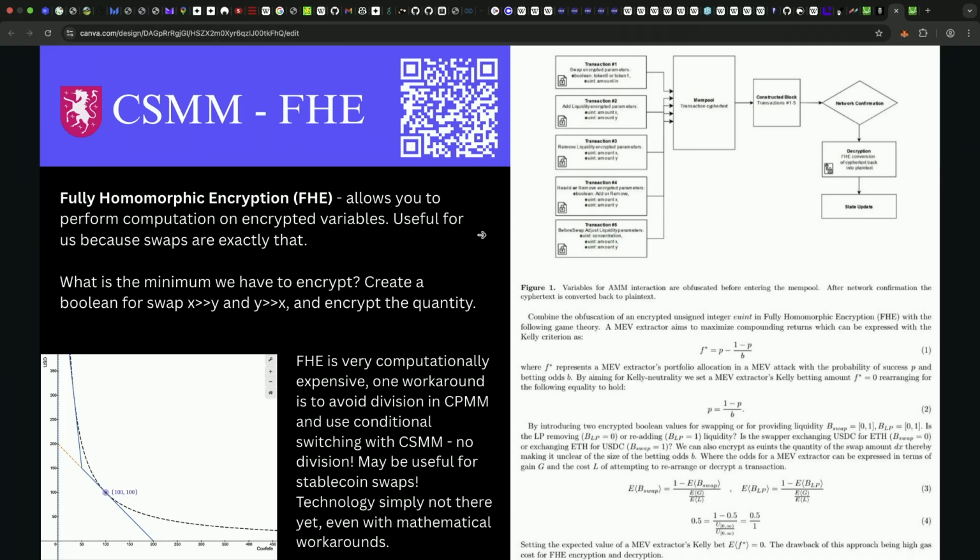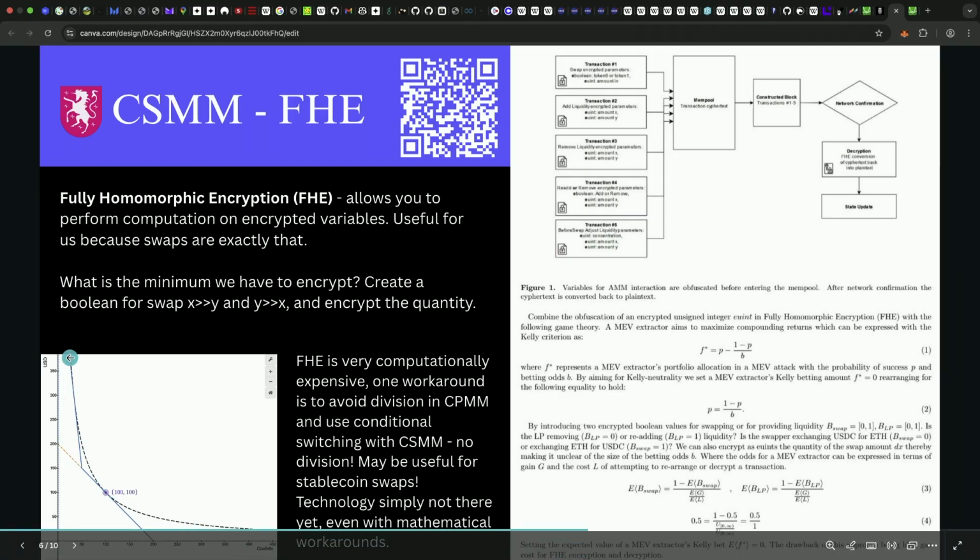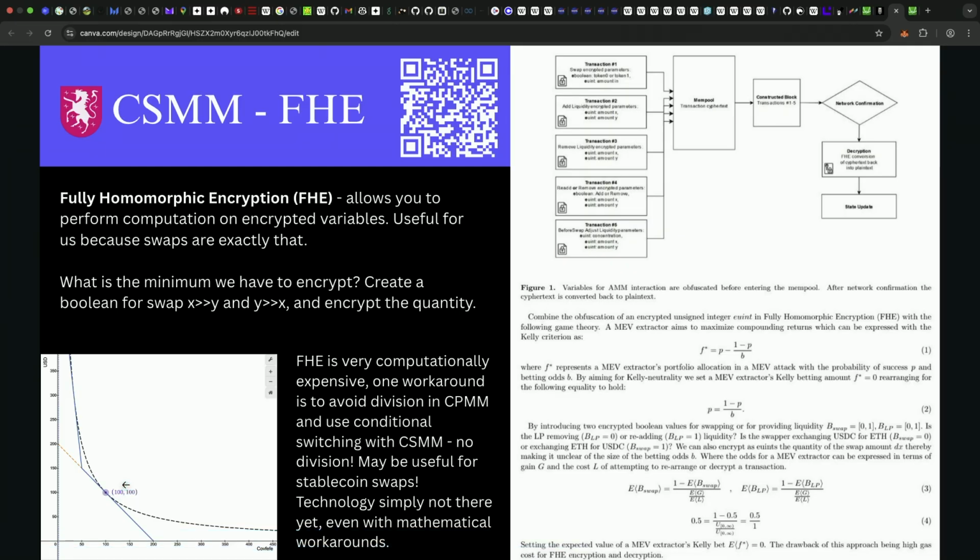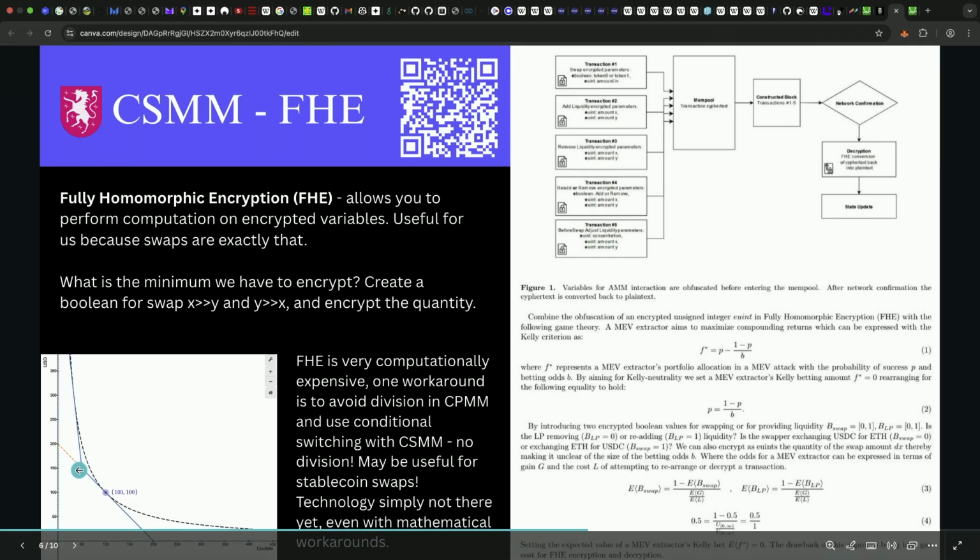The issue with FHE is that it's very computationally expensive, so one workaround is to avoid division. For example, the problem with the constant product market maker like this one is it requires division in the swapping function. But what you can do is usually use constant sum market makers like this one. In this case, you actually avoid division as you swap through. So that's FHE.